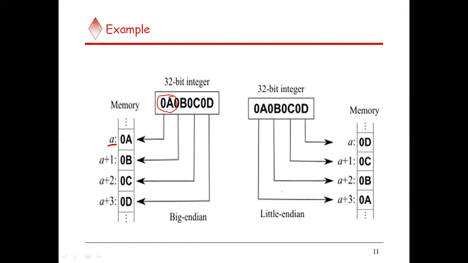And what is little endian assignment? The LSB will be going into the lower order address. Which is the LSB? The LSB is 0D. That will be going into the lower order address, that is address A. So if the LSB is going into the lower order address, it is called little endian. If the MSB is going into the lower order address, it is called big endian.